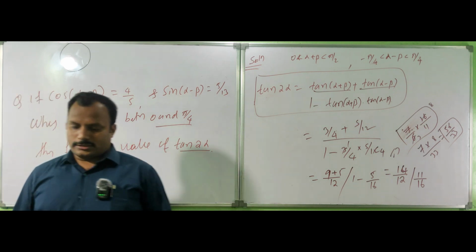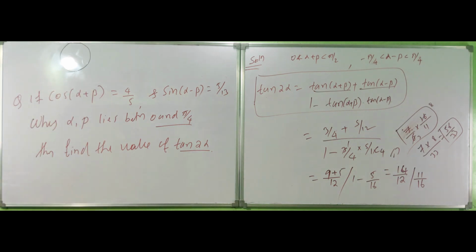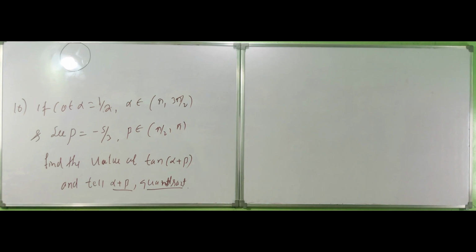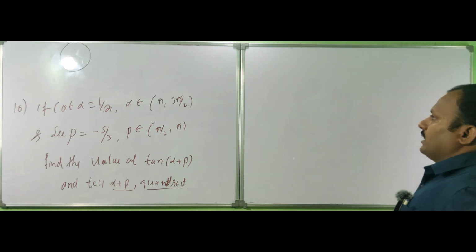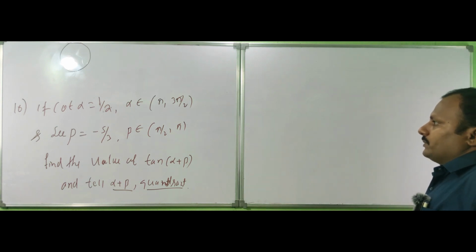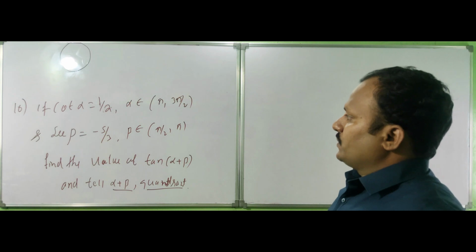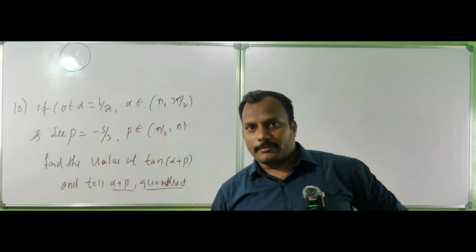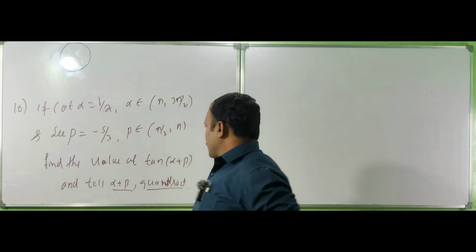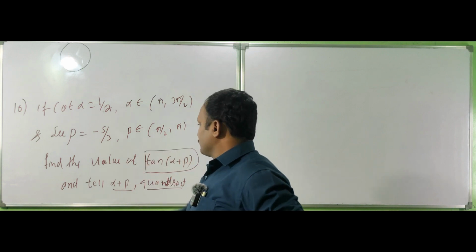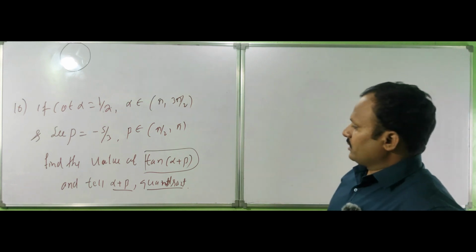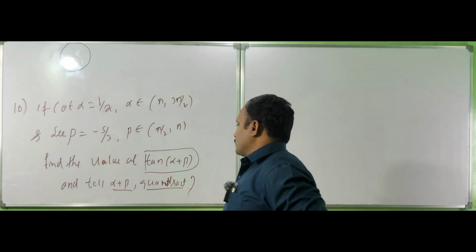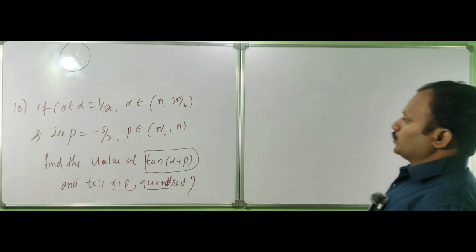Another important question is there. We will solve it as the last question. This is the question: if cot alpha is 1 by 2 and alpha belongs to pi to 3 pi by 2, and sec beta is equal to minus 5 by 3 and beta belongs to pi by 2 to pi, find the value of tan(alpha plus beta), and tell which quadrant alpha plus beta belongs to.